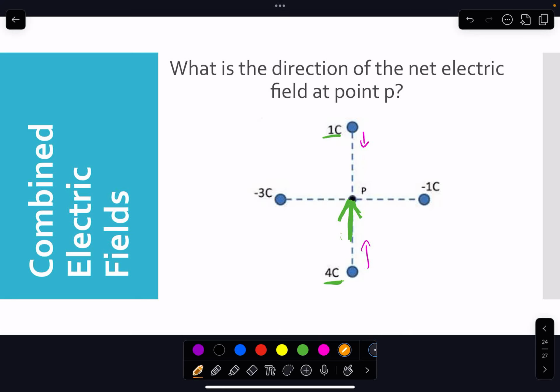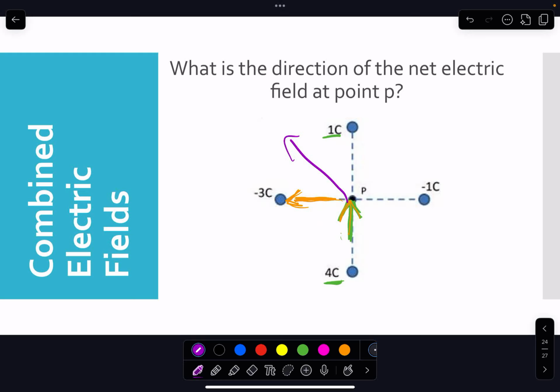If we look left to right, our negatives are going in towards the source charge. So this would have a 3 negative, and this would just have a 1 negative. My 3 negative is going to overpower, be more effective than my 1 negative, so it's going to end up going in that direction. Now to determine the actual direction, if something is pushing it up and something is pushing it to the left, then my resultant is going to go up to the left in that direction.